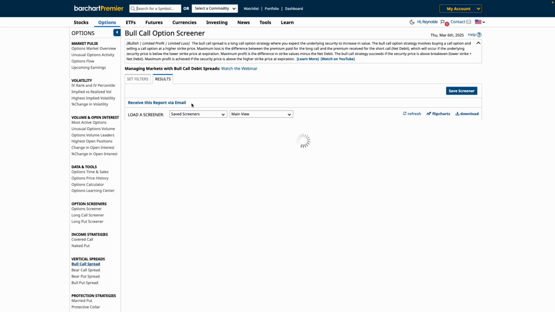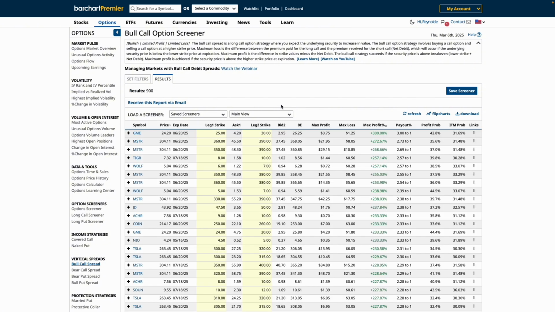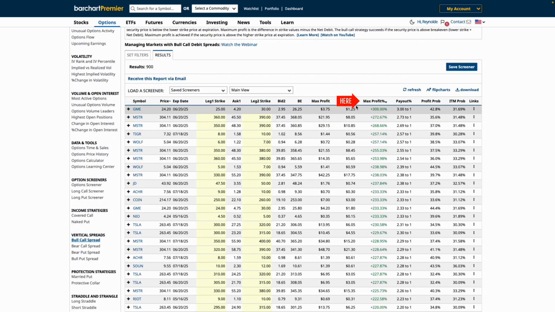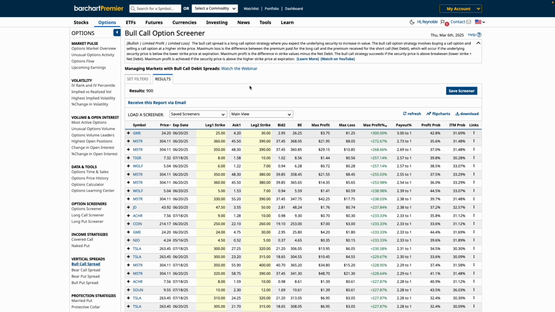This screener helps traders quickly identify bull call debit spreads with optimal risk reward ratios by showing details like max profit potential and break-even price. If you want to learn more about this particular strategy, you can click here to watch a full webinar or also click the Learn More button.